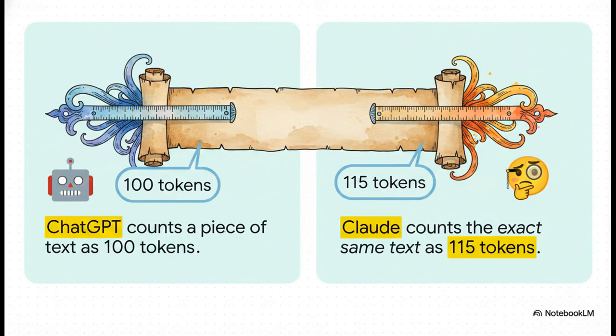Okay, so picture this, because you've probably lived it. You have a piece of text, your prompt. You pop it into ChatGPT. It says 100 tokens. Great. Then you take that exact same text over to Claude, and suddenly it's 115 tokens. Now, a 15% jump might not seem like a huge deal, but when you scale that up across thousands of API calls, whoa, it adds up fast.